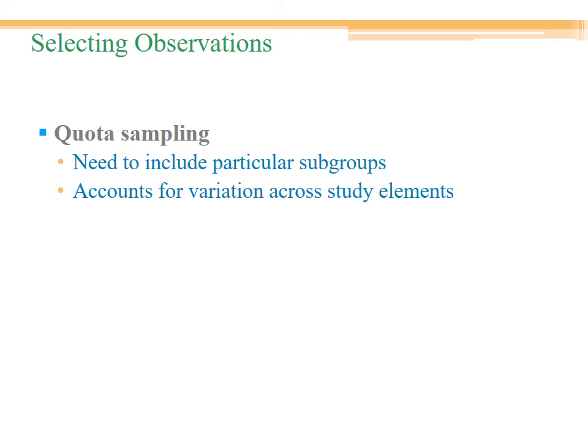Next, we have quota sampling. So the researcher identifies subgroups within a population of interest and then selects some predetermined number from each of these subgroups. For example, the satisfaction on campus housing study. There are 2 types of housing, so you can create 2 subgroups, one for each housing unit, and then you choose a sample of residents from each of those housing units. So in quota sampling, you need to include particular subgroups, and you need to account for variations across these study elements.